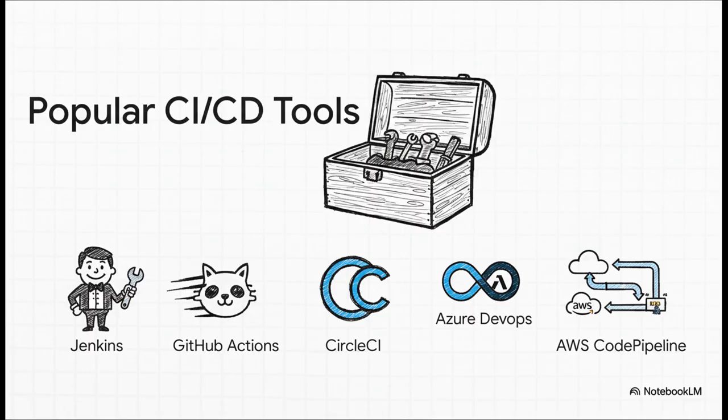Now, this automation doesn't just happen by magic. It's all powered by some really incredible tools. You've probably heard of some of them, like Jenkins. That's kind of the classic open-source workhorse of the industry. And then there are newer tools like GitHub Actions or GitLab CI/CD, which are awesome because they're built right into the places where developers are already working every day.